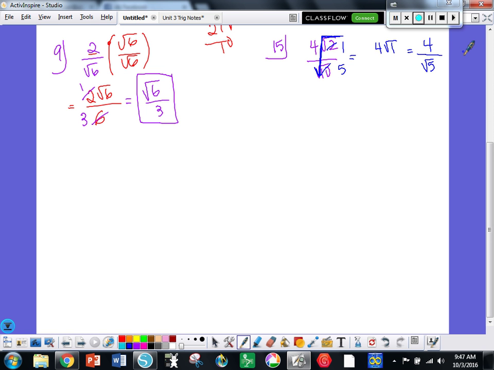Now, what would I multiply the top and the bottom by in order to get that square root of 5 to go away? Square root of 5. Personally, I would much rather simplify a fraction than do a factor tree and break up a radical. Does that make sense? It's up to you though. Final answer is what? 4 square root 5 over what? 5. Does it simplify further?